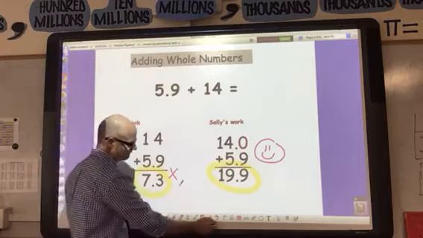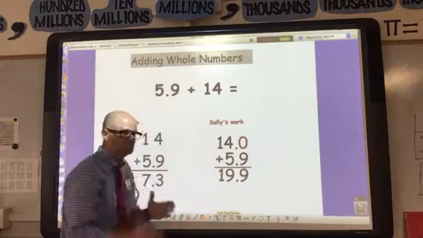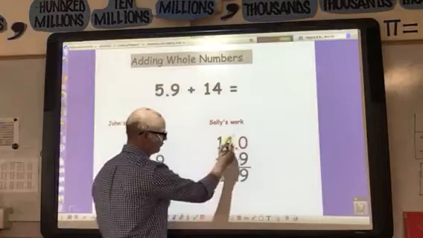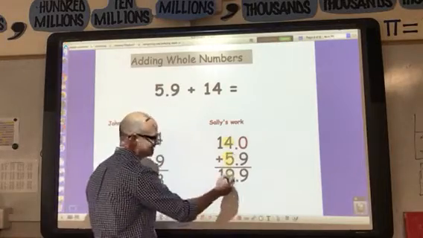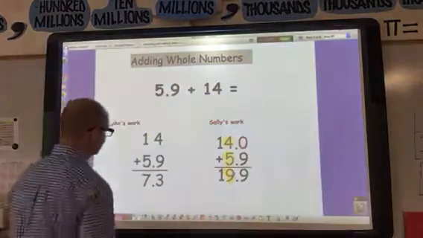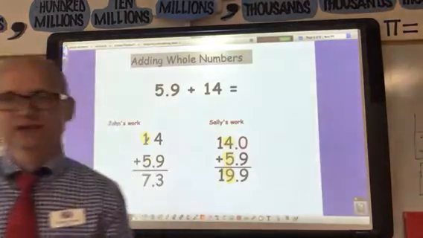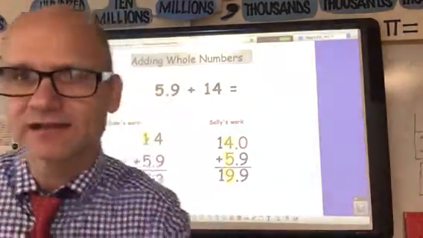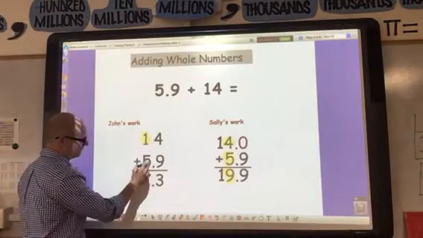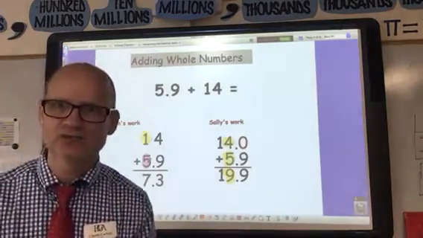So the important thing to remember when you are adding whole numbers and decimals is that you line up your places. The places have to be lined up correctly. I have 4 ones plus 5 ones, which gives me 9 ones. 4 ones, 5 ones, 9 ones. Here, this person's trying to add 1, what is that? That is 10. And 10 plus 5 ones does not give you 7.